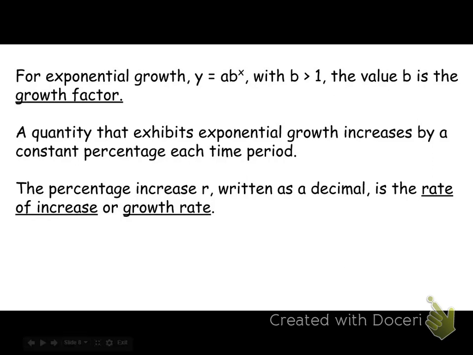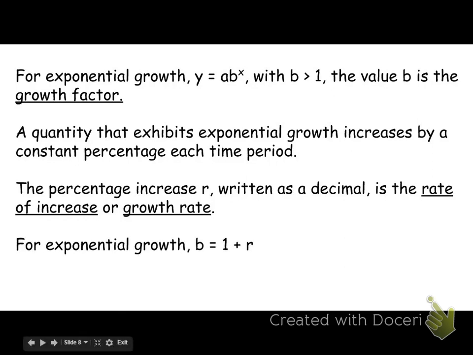The percentage increase, R, written as a decimal, is the rate of increase or the growth rate. When you know the growth rate and need to find the growth factor, the growth factor B is 1 plus R.